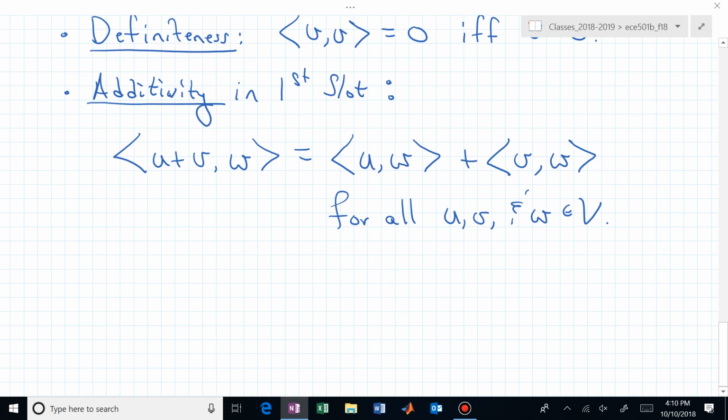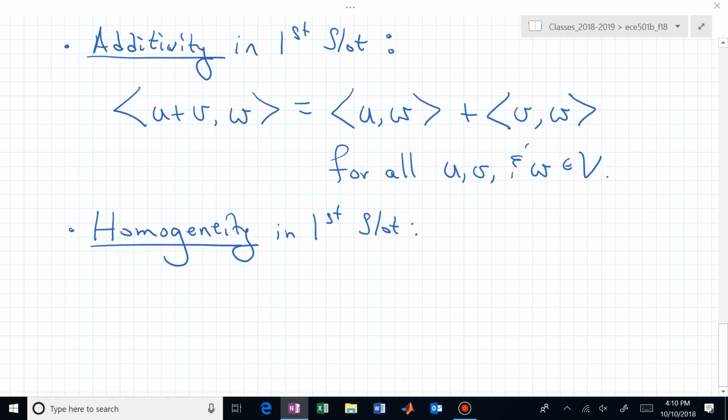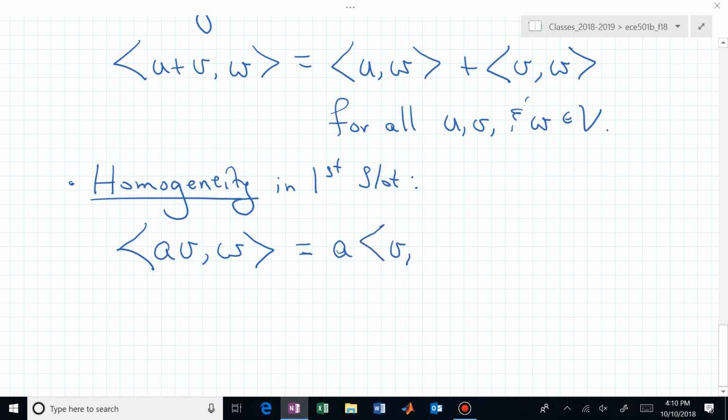We also want homogeneity in the first slot, meaning if we have a scalar, A, that's scaling the vector in the first slot, then we want to be able to immediately, without change, pull that scalar outside the inner product, or have it scale the inner product of V with W. And that should be true for all scalars A and V's and W's in the vector space V.